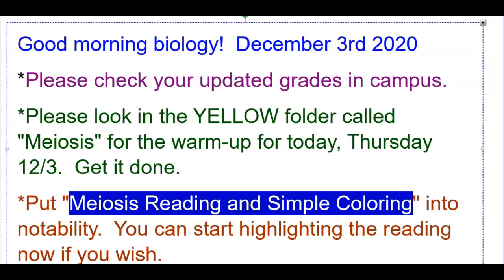So you want to find this assignment in Notability, or perhaps you have a paper copy. The paper copy will just say Meiosis over at the top. I just want to go through it real quickly with you in case you were absent or you were mentally not present and you need to finish this assignment.